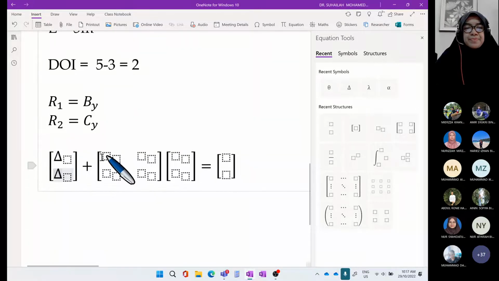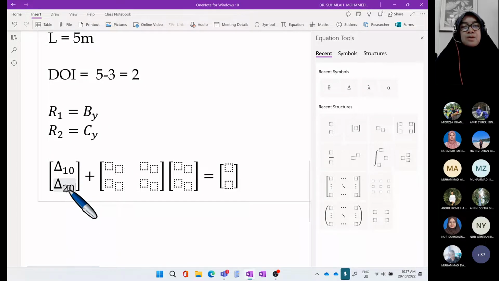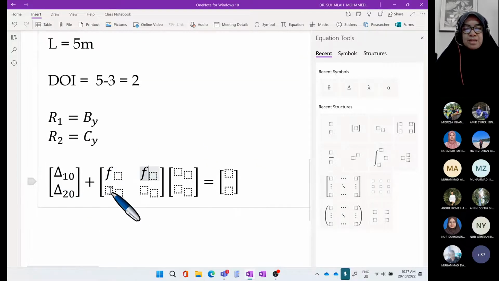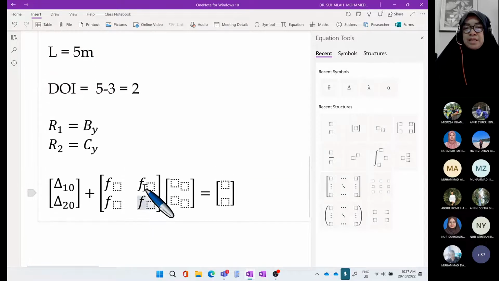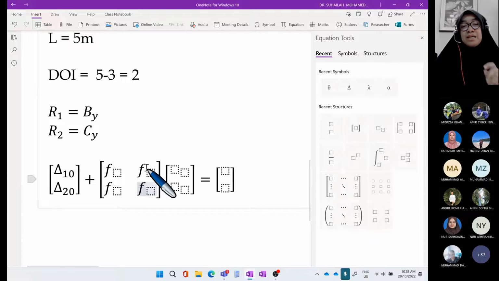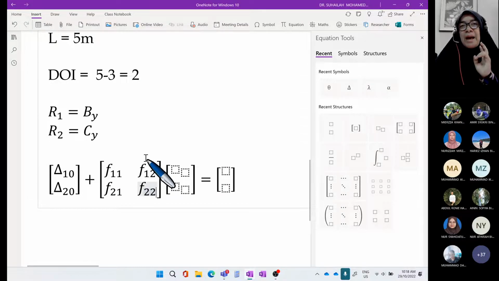Both are delta, so it is one node standard symbol. We have one node and two node, and F is the flexibility coefficient for the position of displacement, 2 in redundant 1, 2 in redundant 2. The standard matrix format for 2 by 2 will be 1,1, 1,2, 2,1, 2,2. This is the standard format of a 2 by 2 matrix.